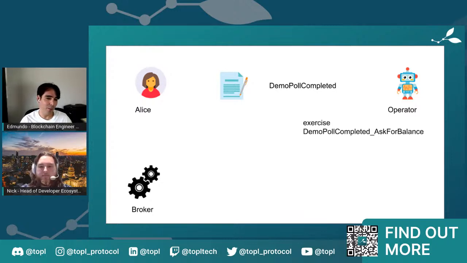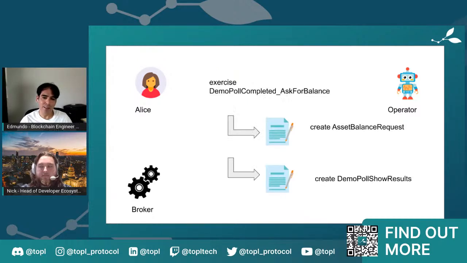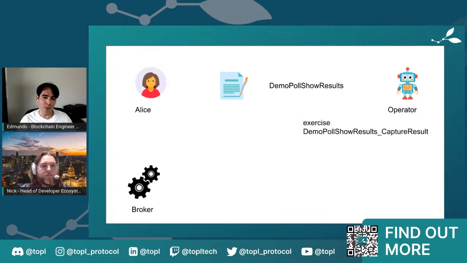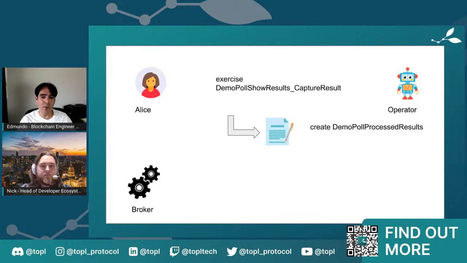So when the demo poll is completed, the operator once again sees that and it will ask for balance. Once again, we create an asset balance request that will be seen by the broker and a demo poll show results that will be seen by the operator. The asset balance request is seen, captured, and then we get an asset balance response, which will be captured by another choice here. And when we capture the results, we finally create the demo poll process results that we have just seen. And that's captured by Alice.